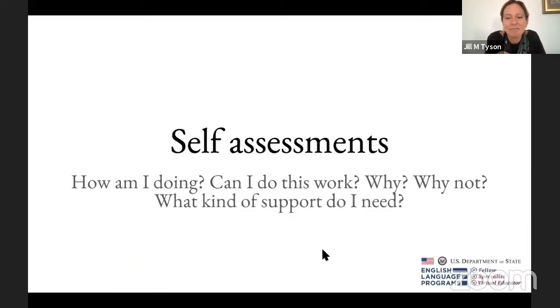Self-assessments are really interesting. If a student stops and asks, how am I doing? Can I do this work? Why or why not? And what sort of support do I need? We can help our students by asking them to ask themselves these questions. They can call out to you for help, or you can put them in a group.